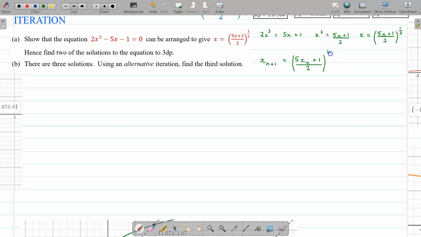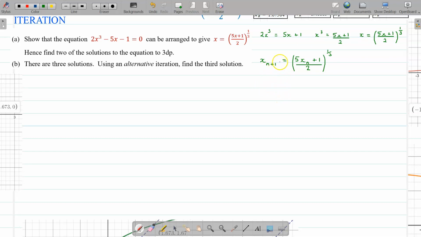Okay, that's what we call the iterative formula. And what that means is if I take a value of x that's approximately right for the root, times it by 5, add 1, divide by 2, and get the cube root, I'll get an answer. Now, if the iteration is successful, that answer will be slightly closer to the root, and then I repeat the process, and I put that answer back into this equation and do it again, and that will get me even closer. And gradually it will close in on the true value of the root.